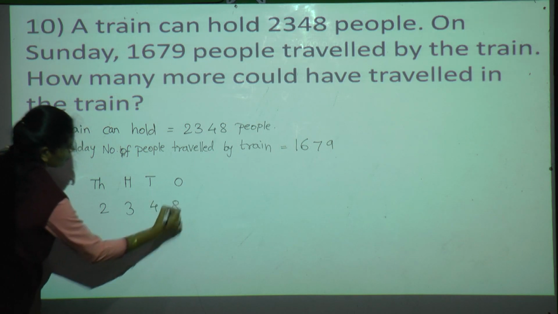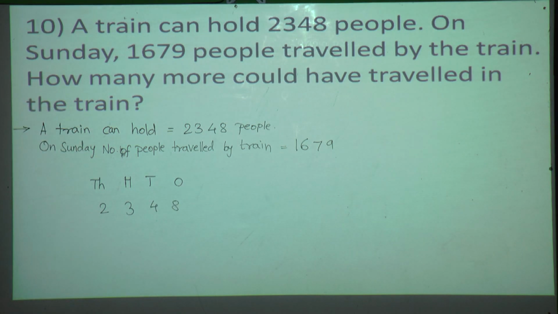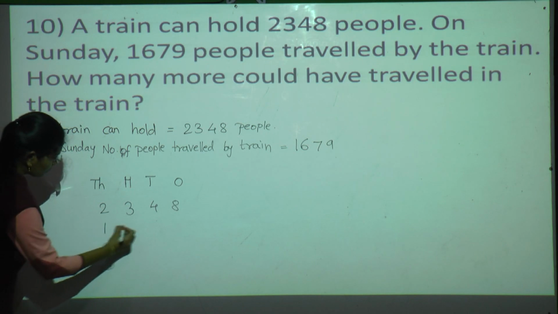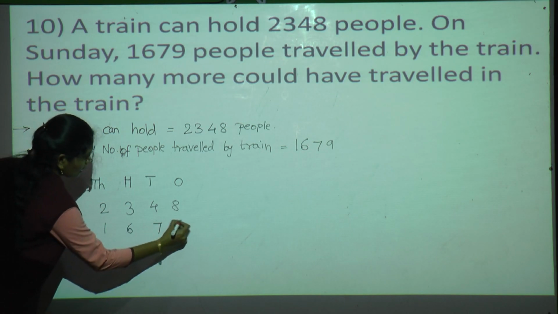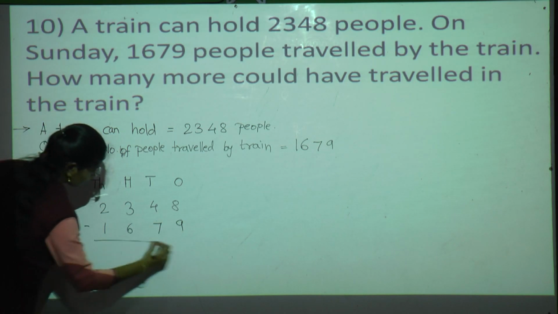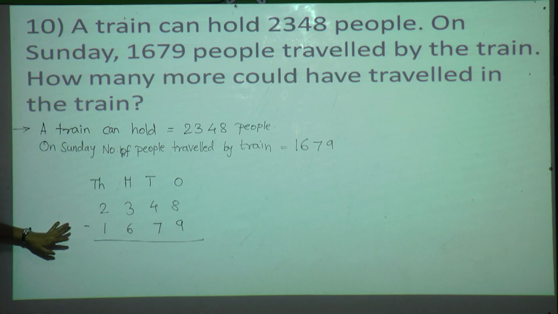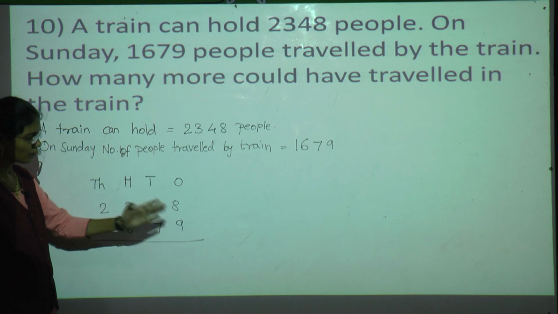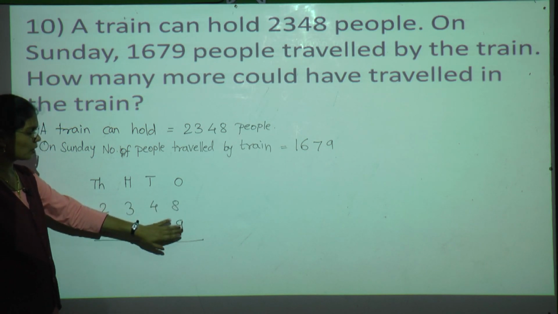2348. These many people can travel by the train, but on Sunday only 1679 people traveled by the train. Then if we do the subtraction, we will get the number of people more who could have traveled in the train. So do the subtraction. At ones place 8 and here 9 is there. 8 minus 9, here also again we can't do because 8 is smaller than 9.